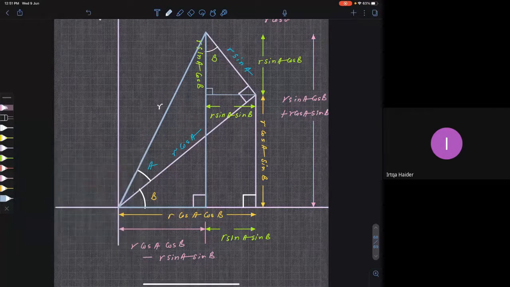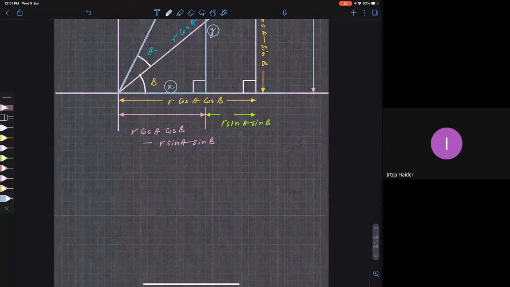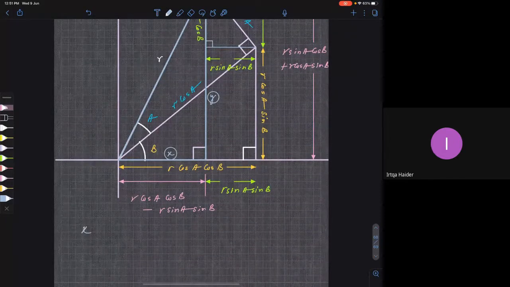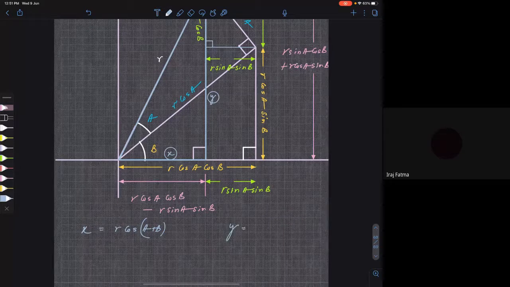So let us call this x and let us call this y. Are you getting my point? Yes, sir. Tell me what is x according to this big right angle triangle. What is x equal to? R cos A plus B. And what is y equal to? R sin A plus B. So now compare.